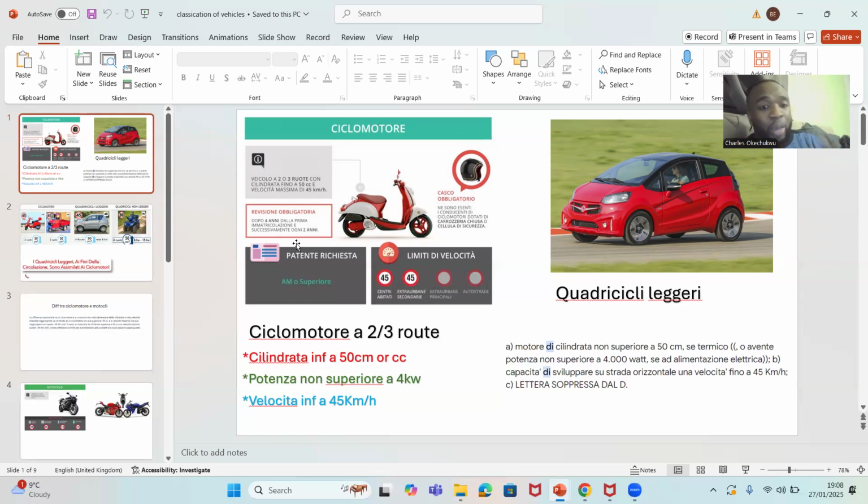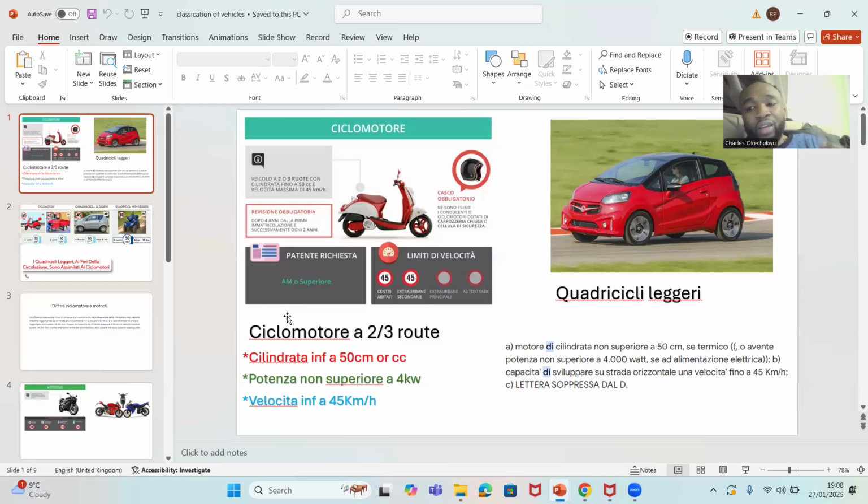See the way I prepared the slide. The first definition of ciclomotore is what? Ciclomotore is anything that has 2 wheels or 3 wheels. Write it down. Wheels simply means wheels. In your patent they call it ruote. They don't call it gomme or pneumatici. Pneumatici means tire. They call them wheels. Anything that has 2 wheels or 3 wheels.